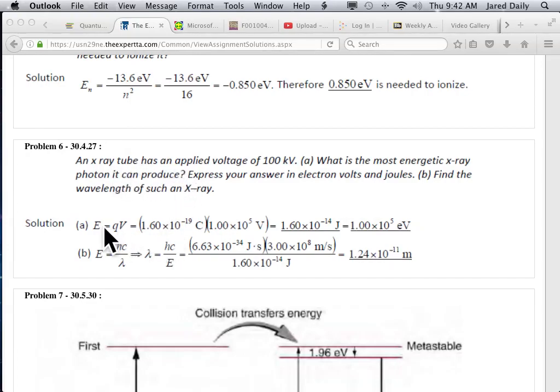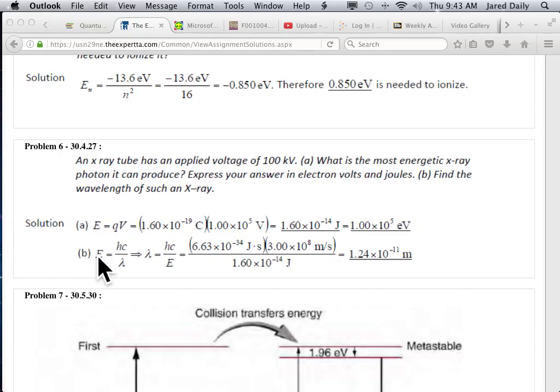Essentially, the energy of the electron that you can accelerate is going to be equal to the charge of the electron, which is 1.6 times 10 to the minus 19, times the voltage. So you get 1 times 10 to the 5th electron volts for that most energetic photon it can produce. And then that energy can be plugged into the equation for the energy of a photon.